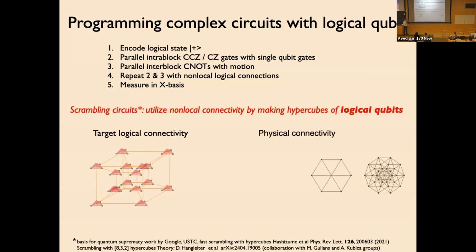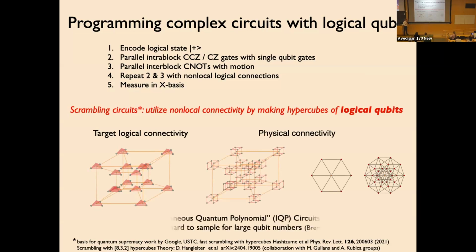So, in fact, it results in this physical connectivity, which is really quite complex. So that's the kind of states we implement. Interestingly, in terms of the computer science connection, it turns out that this circuit implements the so-called instantaneous quantum polynomial circuit. And it is known that this is a circuit which creates a lot of entanglement, it's scrambling, and for a large number of qubits it's classically hard to sample from.